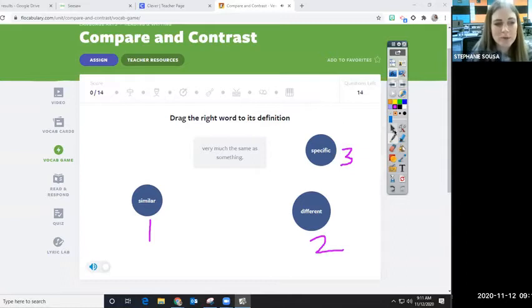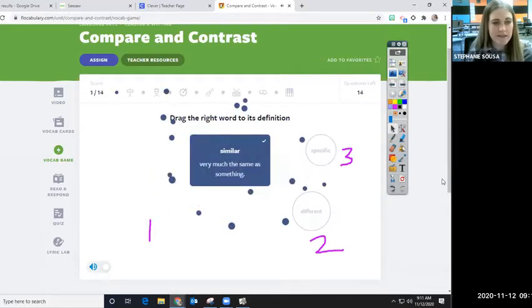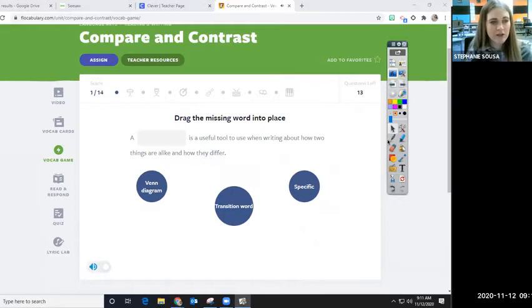Drag the right word to its definition. Very much the same as something. So if something is the same as something else, do we call that 1, similar, 2, different, or 3, specific? If something is the same as something else, what do we call that? Show me on your cameras, 1, 2, or 3. Nice, we got that one quick. Similar. Excellent. All right, let's take a look here.